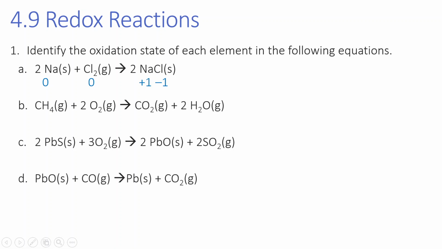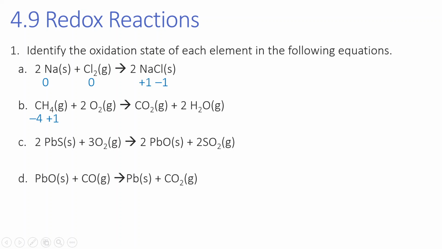So let's go ahead and take a look at the next equation here. This is the combustion of methane, CH4. We have a rule for H, and the rule for H is that it's +1. Now in this compound there are 4 H's, which means my total positive charge is going to be +4. So in order for this compound to be neutral, the oxidation state on C has to be -4.